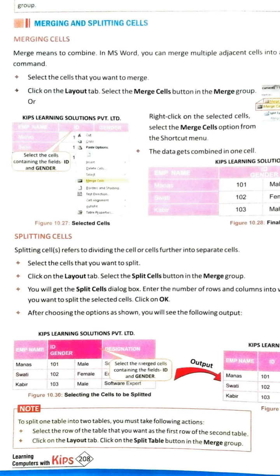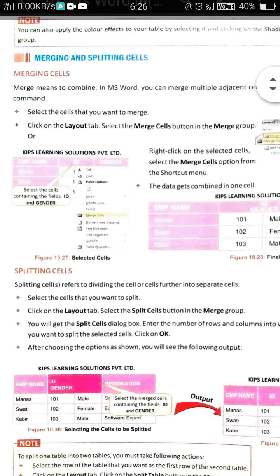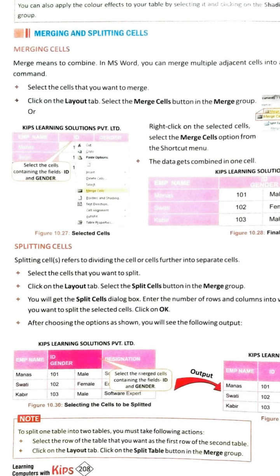Firstly, you should know what merging is. Merging means mixing. A cell is a box. It is the intersection of the row and column where you write the data. And if you want to mix two cells into one cell, for example, I am showing you.